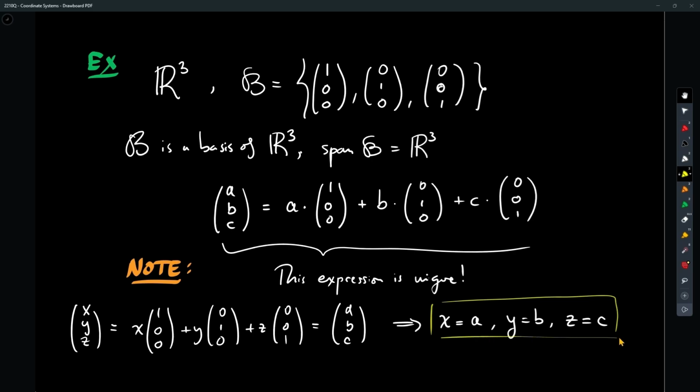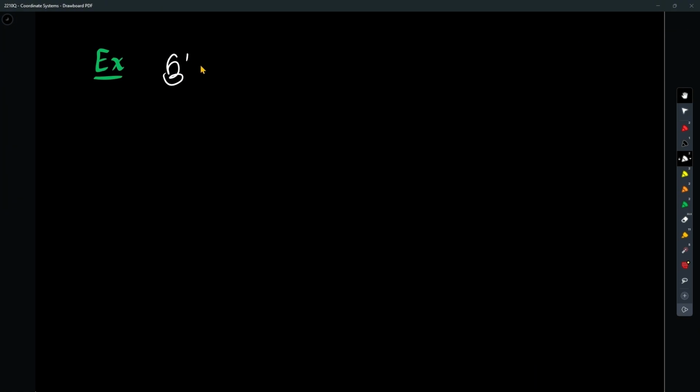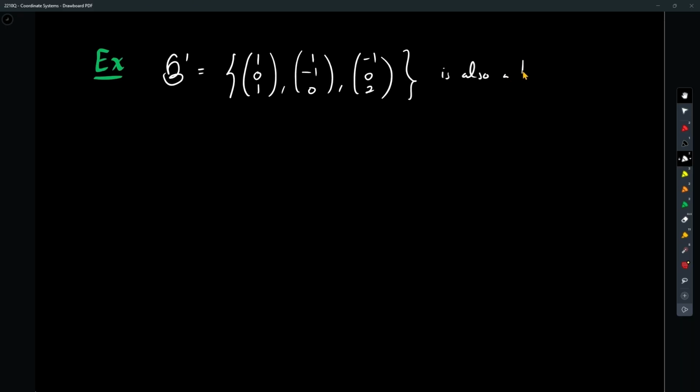But what if I have another basis? So if I have another basis of R3, for example, B prime, 1, 0, 1, 1, minus 1, 0, minus 1, 0, 2, this is also a basis of R3. How do we know that? Well, I can make a matrix with all those vectors and row reduce it.